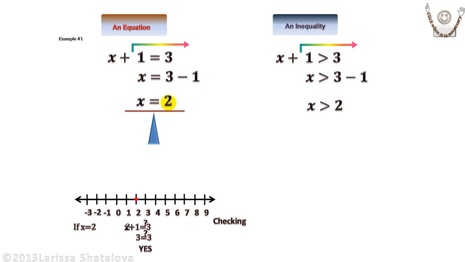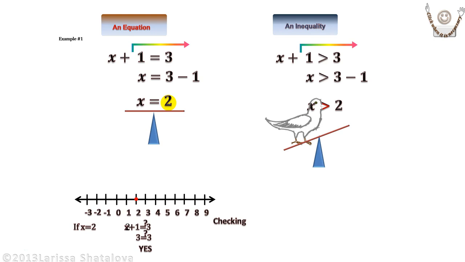Now, how can we read this? x is greater than 2. So here is our graph. As you see, x is greater than 2. So now let's check what can work and what would not work.